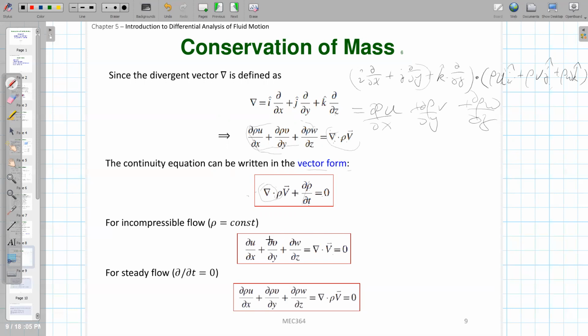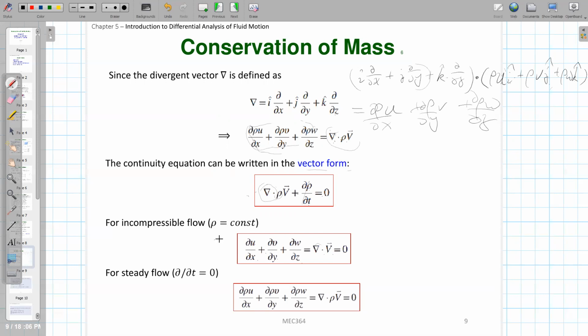And if you write it in component form, it will be partial u partial x plus partial v partial y plus partial w partial z equal to 0. And that's why this one is called the divergence operator. So this means that in incompressible flow, the divergence of your velocity field is 0.